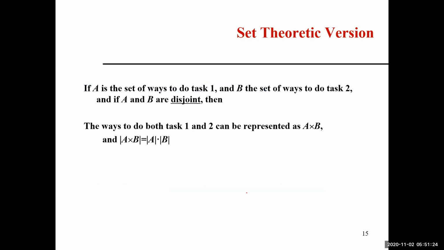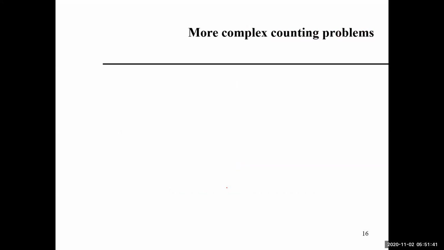So if A is the set of ways to do task 1 and B is the set of ways to do task 2, and if A and B are disjoint, then the number of ways we can do task 1 and task 2 is the product of the cardinality of set A and the cardinality of set B.